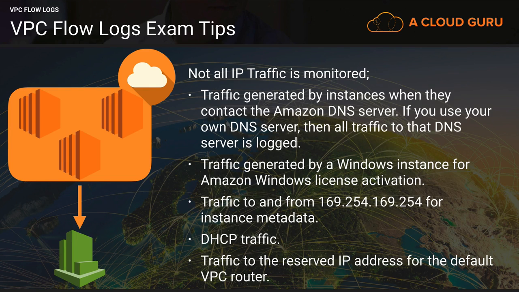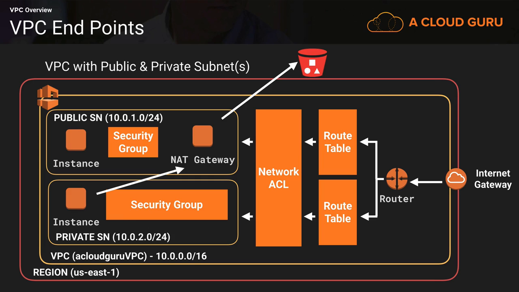Remember that not all IP traffic is monitored. Traffic generated by instances when they contact the Amazon DNS server is not monitored. Traffic generated by Windows instances for license activation is not monitored. Traffic to and from instance metadata calls is not monitored. DHCP traffic and traffic to the reserved IP address for the default VPC router is also not monitored.